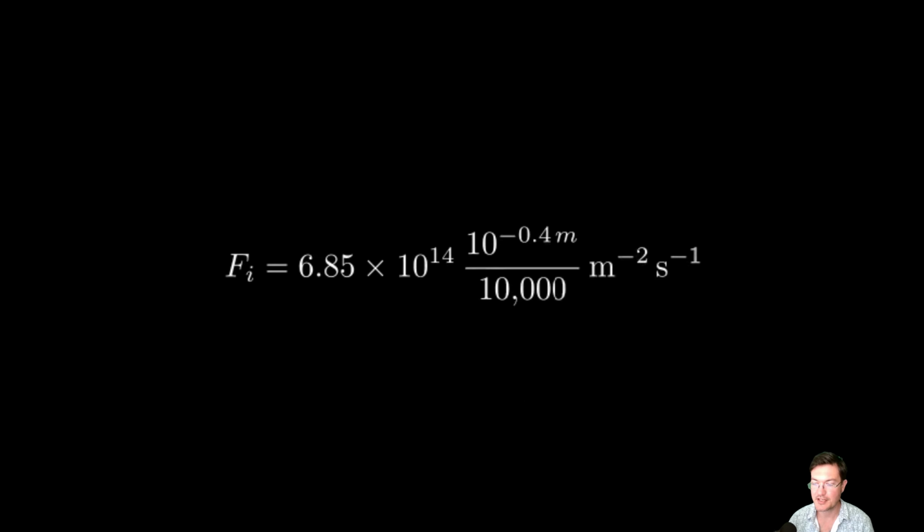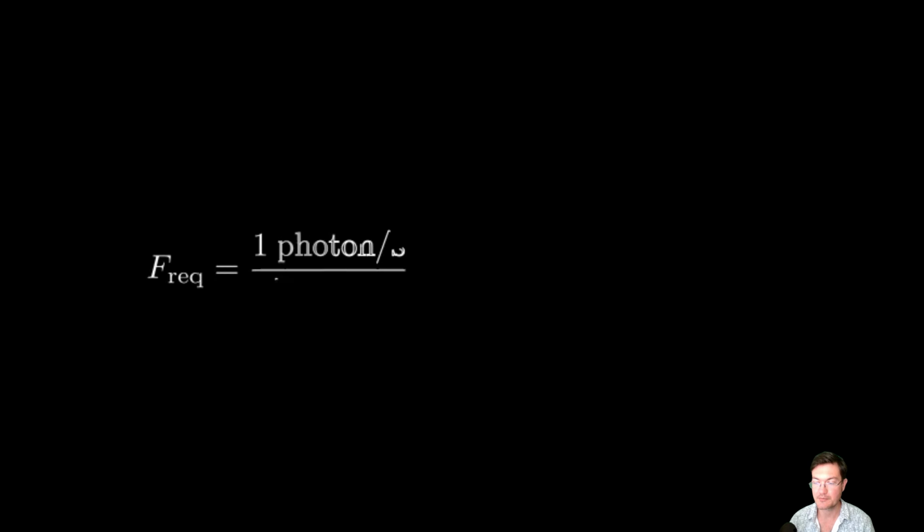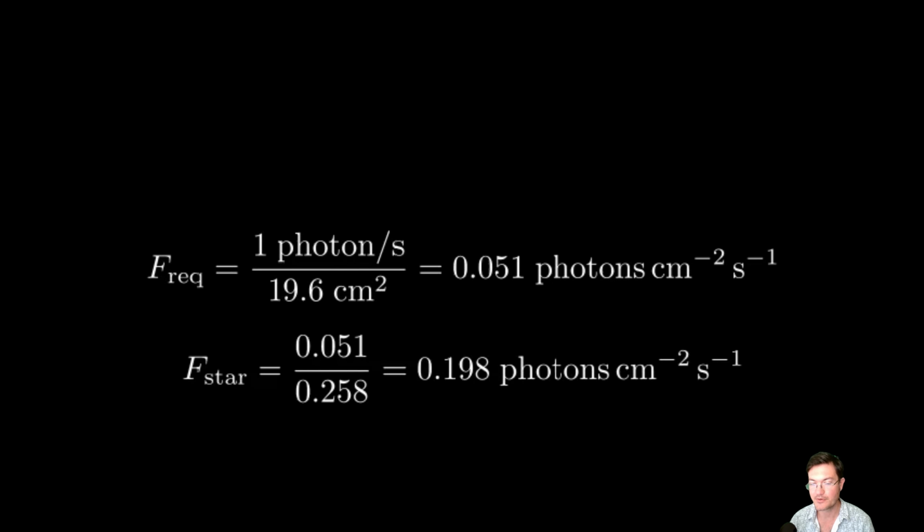So let's take an example of a C-Star telescope now. A C-Star telescope has a diameter of 5 centimeters, so it has an area of just under 20 square centimeters. If we're going to need 1 photon per second, and I'll talk more about this stuff, let's say your detector is going to need 1 photon per second. That means in that whole surface area, it needs to get 1 photon. So it's 0.05 photons per square centimeter per second.